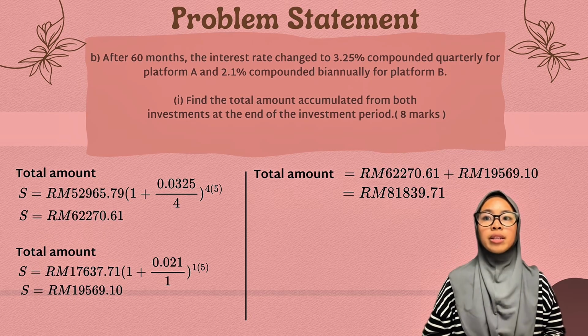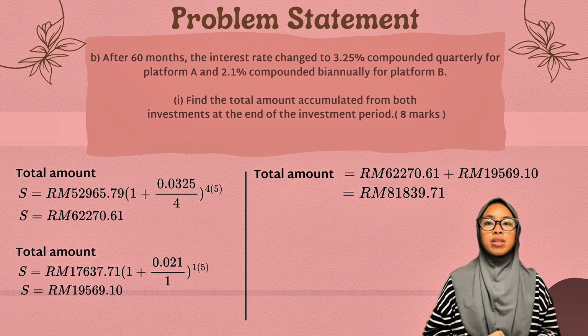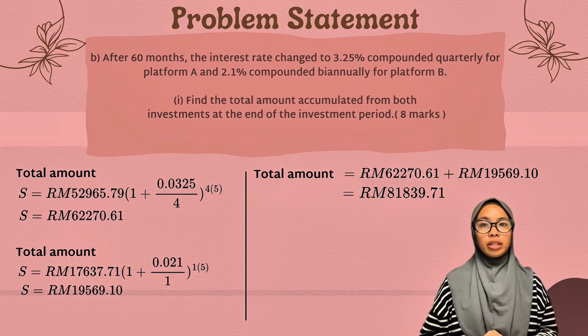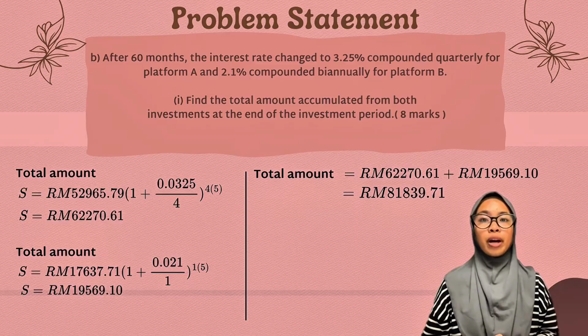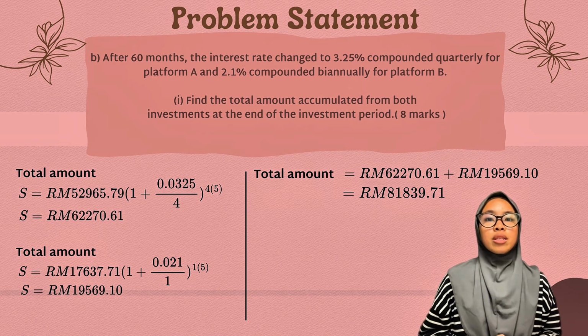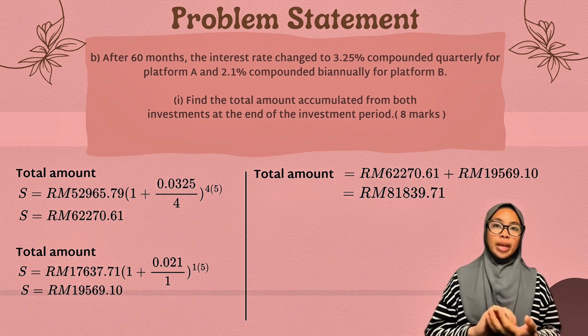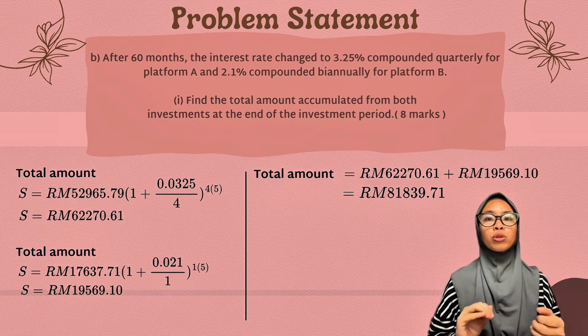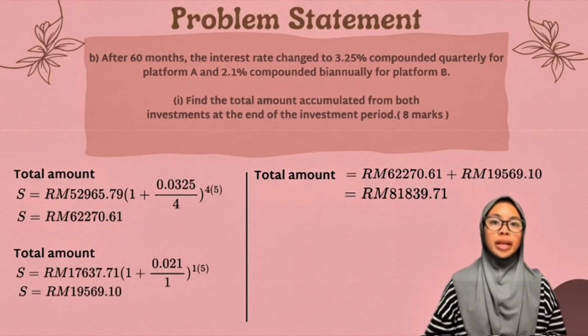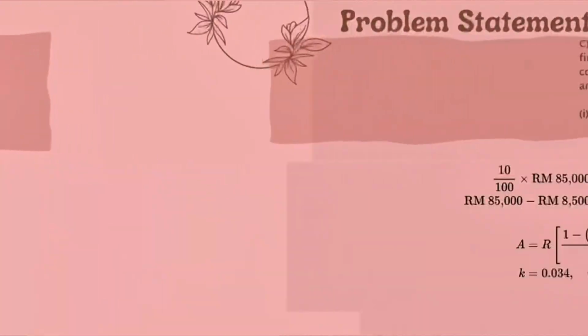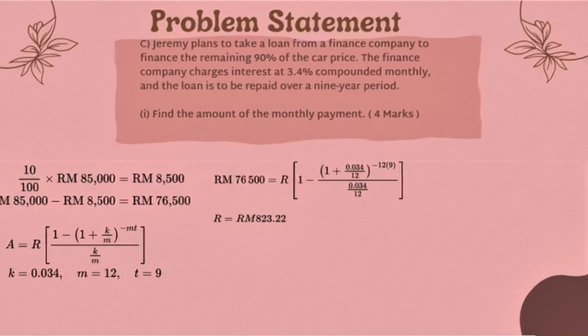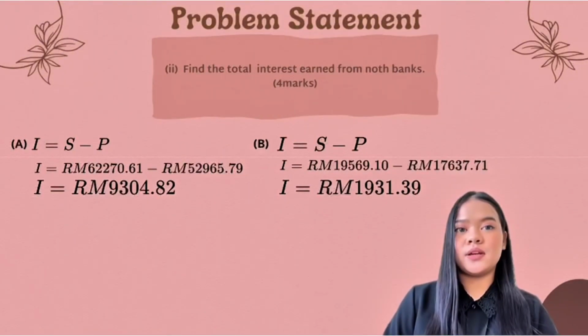For platform A, it equals 62,270 ringgit 61 cents. For platform B, it equals 19,569 ringgit 10 cents. So for platform A and platform B, the total is 81,839 ringgit 71 cents. The interest earned from bank A is 9,304 ringgit and 82 cents. Next, we move to bank B. The interest earned from bank B is 1,951 ringgit and 59 cents.